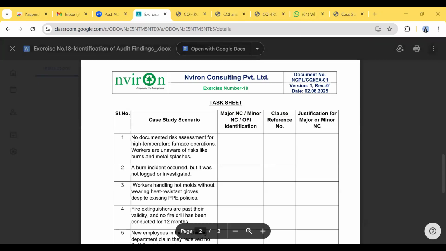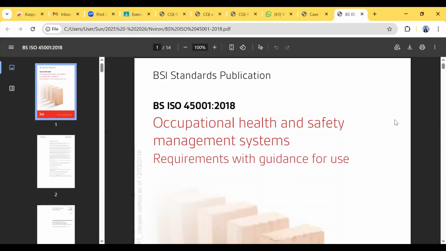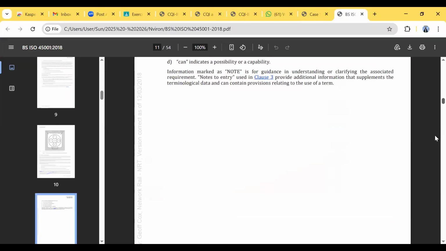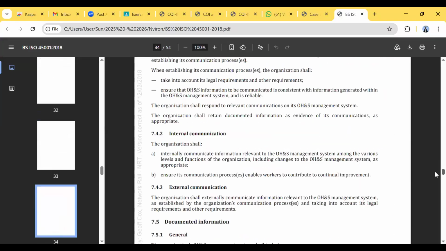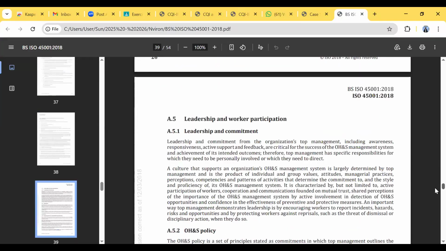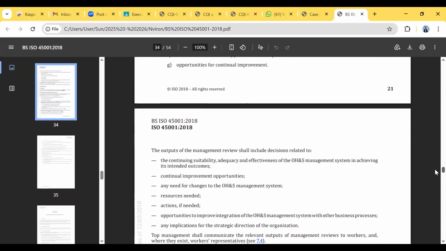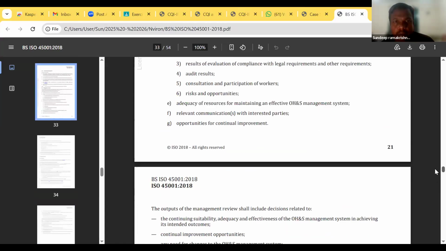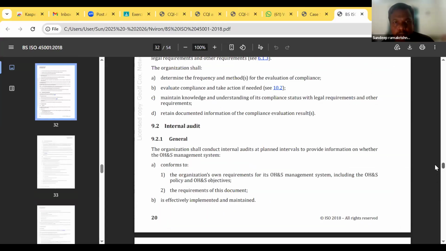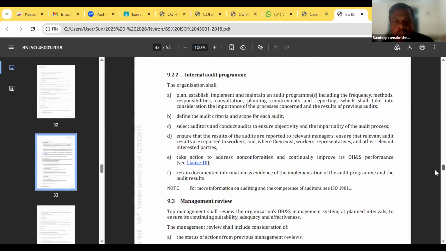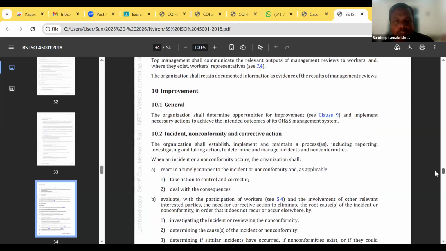So when an incident or non-conformity occurs, the organization shall react in a timely manner to the incident or non-conformity and, as applicable, take action to control and correct it, and deal with the consequences. Right. So they have not recorded it. So that is your finding.